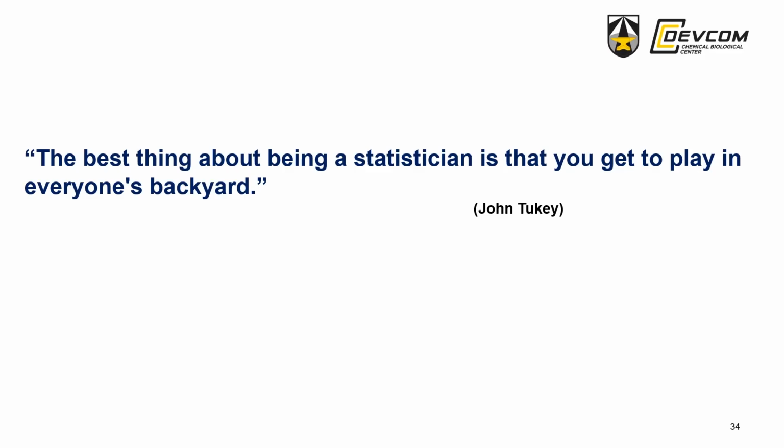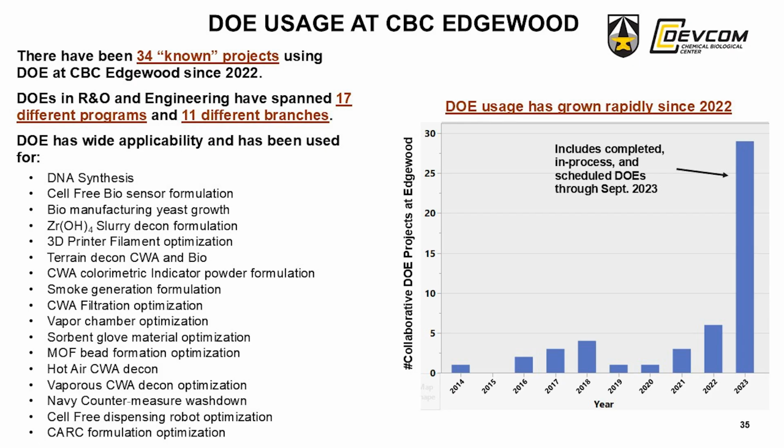This is a quote from John Tukey: The best thing about being a statistician is that you get to play in everyone's backyard. One of my favorites. I've played in a lot of backyards around the Chemical Biological Center. Here's a graphic that goes up to 23. I haven't updated this for 24 yet.